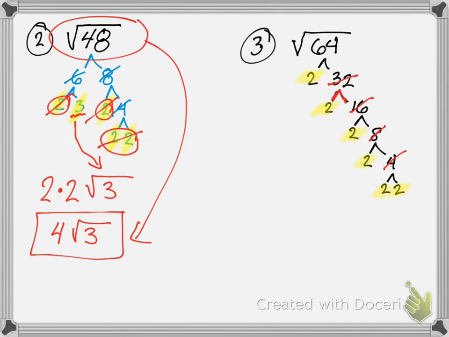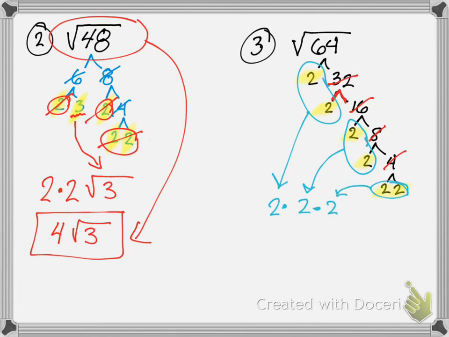So I have one pair of 2's right here. I have a second pair of 2's, and I have a third pair of 2's. So I get 1 2 from this group, 1 2 from this group, and 1 2 from this group. And if I look, I used all of my numbers in my factor tree. So that means there will be no number left inside the square root sign. So I don't need to write that square root symbol at all. So all I have to do from here is simplify my 2's. So 2 times 2 times 2 is just 8.